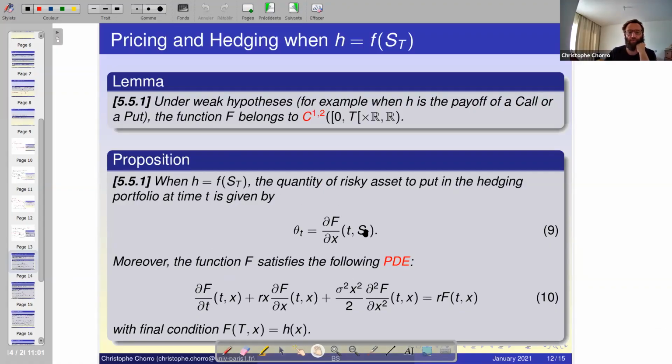And now I have this proposition. So what is this proposition? This proposition is really important from an intuitive point of view, and in fact from a philosophical point of view, in this kind of model. So what is the meaning of it? And we are going to prove it just after.